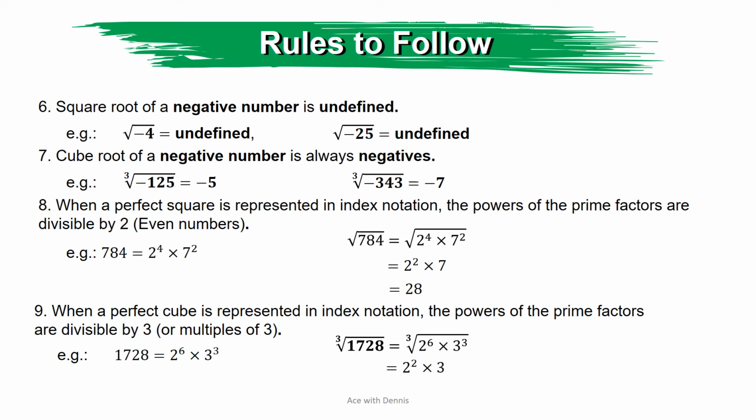So, since it is a perfect cube, when we cube root it, we can divide the power by 3. So 2 power 6, the 6 divided by 3, we get 2 square. 3 to the power 3 or 3 cube, we divide the power by 3, we get 3 to the power 1. And the result is 12.